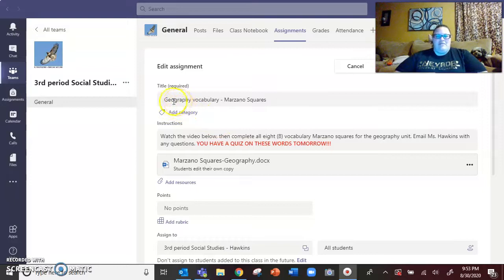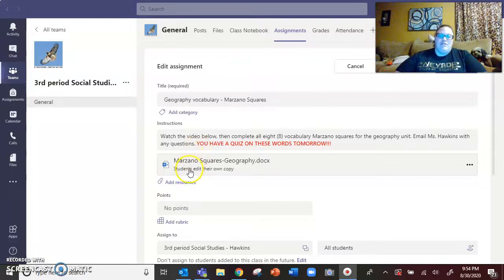So today we are going to be doing our geography vocabulary, and today's vocabulary activity is called Marzano Squares. Our instructions: watch the video below, which you've already found the link to, then complete all 8 vocabulary Marzano Squares for the geography unit. Email Miss Hawkins or Miss Dodge with any questions. Spoilers, you have a quiz on these words tomorrow, which means I really hope you do the work today.